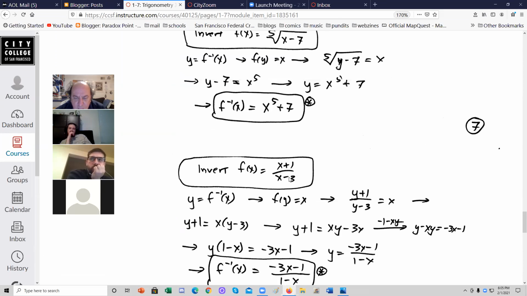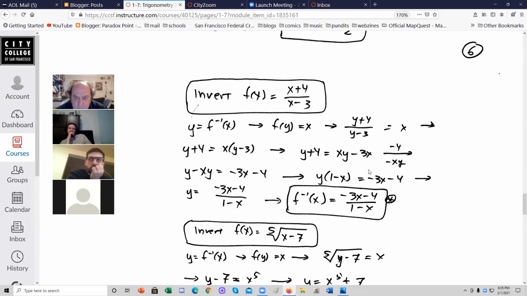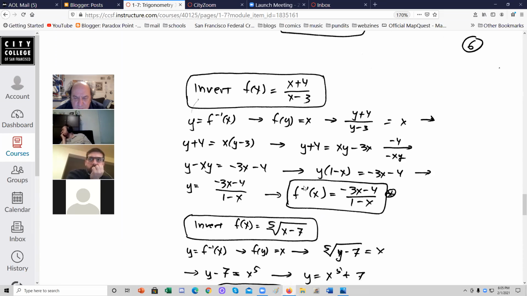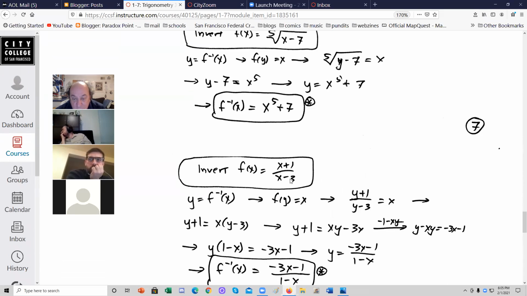All right, here we have this function here, like this function here. They're called linear fractional functions because of the fraction with two linear functions. So I'm going to invert that. y equals f inverse of x. So f of y equals x. So plug in y here and here. (y plus 1) over (y minus 3) is equal to x.